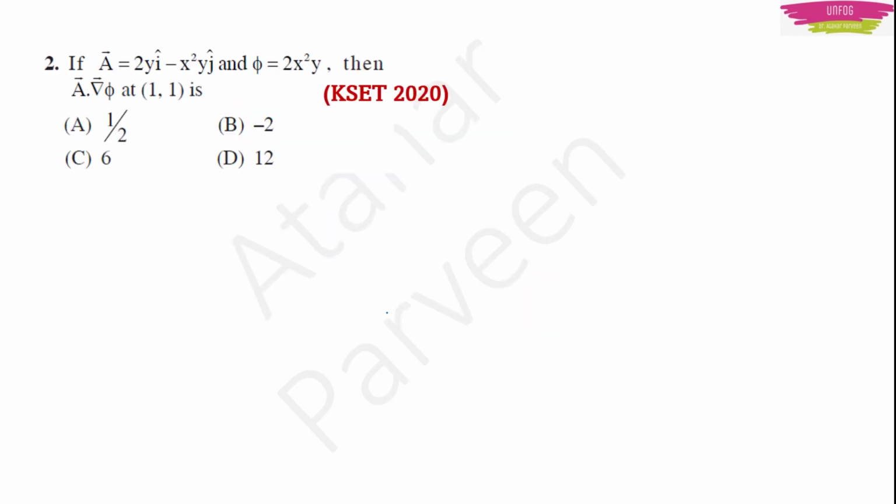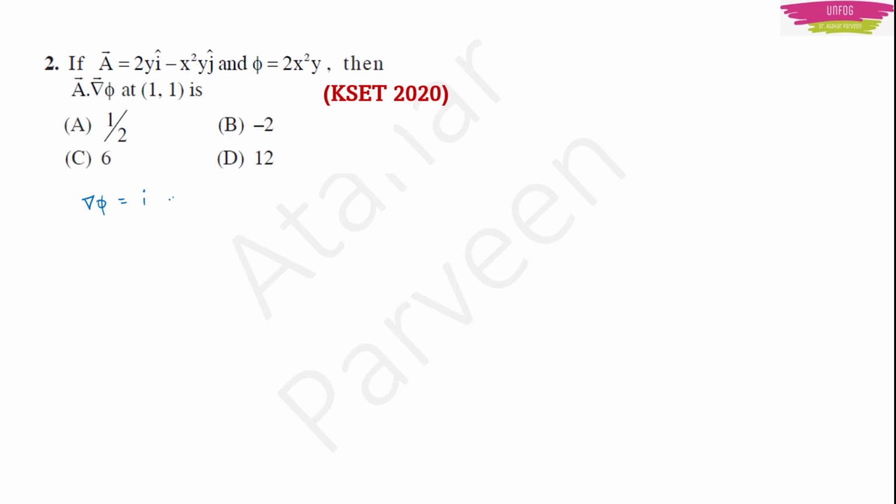Next question. This question is asked in KSET 2020. The question is, if A is 2y i cap minus x square y j cap and phi is 2x square y, then A into del phi at (1, 1) is. So what you do here, first you write the del phi.